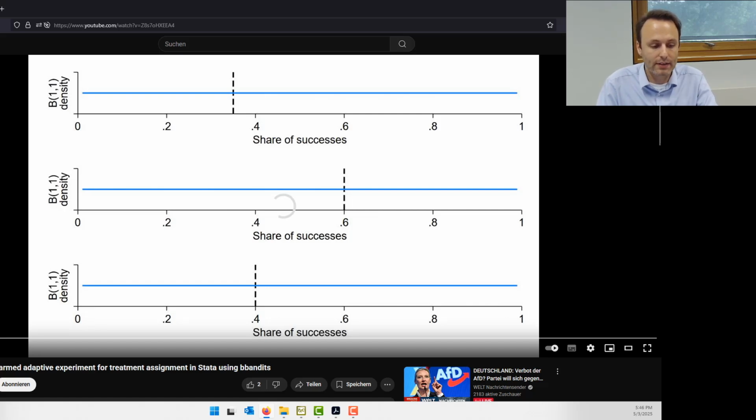We don't know. That's why we have betas that have 1 and 1 and give us a flat line. That models the uncertainty. It means it could be either 20%, 0%, 80%, 100%. We don't know, for each of the arms. But actually, the true ones, we don't know that. The algorithm doesn't know the true success probabilities, but I have put the vertical dashed black lines here. For the top arm, it's 35%, for the middle arm, 60%, and for the bottom arm, it's 40%.